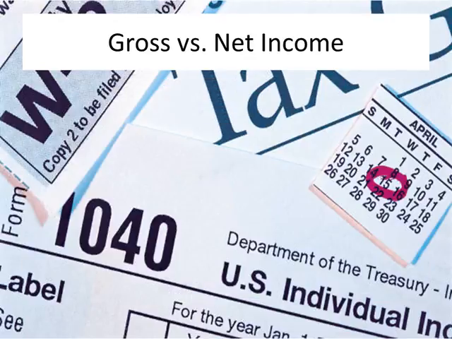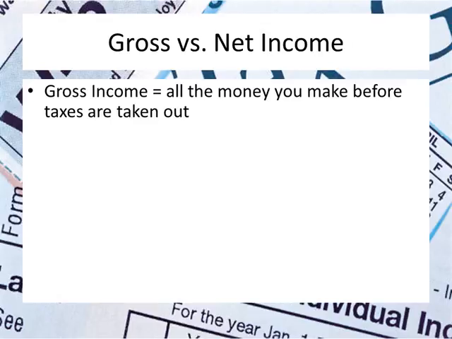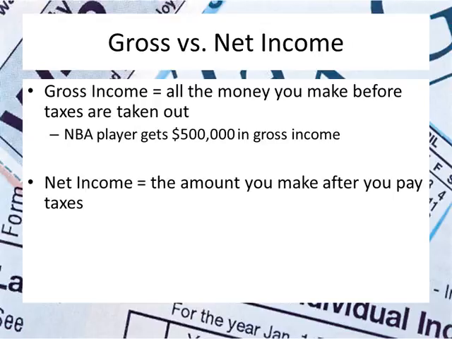So now that you know the different types of taxes and the different progressivities, it is important to understand gross versus net income. Gross income is all the money you make before taxes are taken out. I like to think of it as fish. All the fish in the sea are gross. So the NBA player gets $500,000 in gross income because that's all the money he makes. The net income is the amount you make after you pay taxes. So that's the amount of fish that you catch in your net and get to bring home. It is your take-home pay.